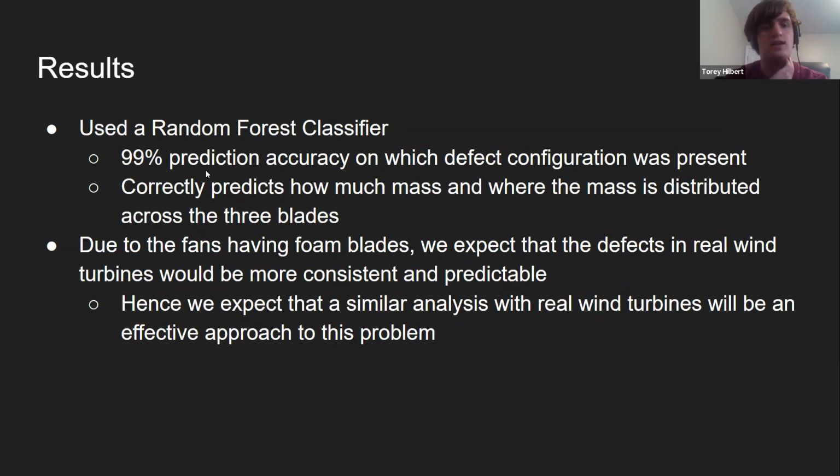We used a random forest classifier, and we got a 99% prediction accuracy on which defect was present. This was measured on a validation set that was split from the rest of the data. And we expect that real world wind turbines will be more consistent and predictable than the fan ones.